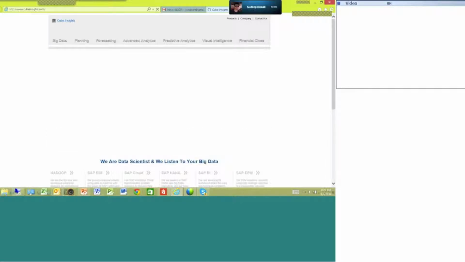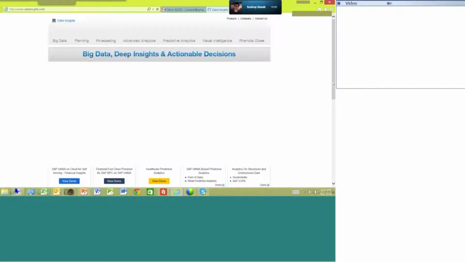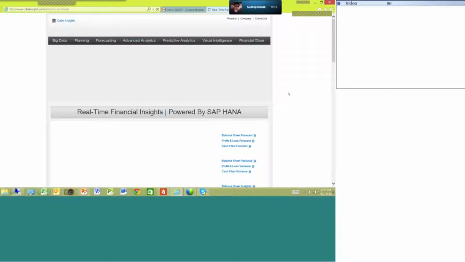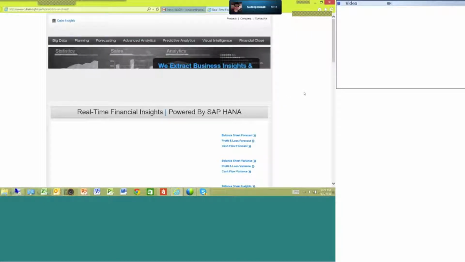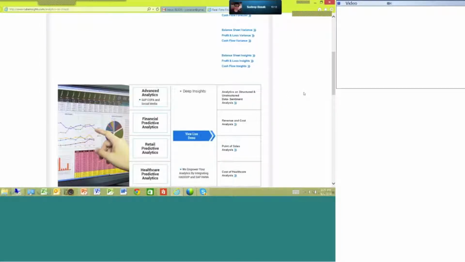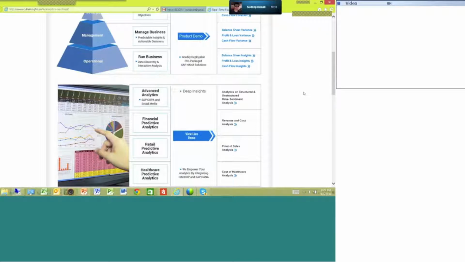Now let's say I want to go and look at the product demo. For example, I want to look at my financials. This is my financial performance scorecard. One second.